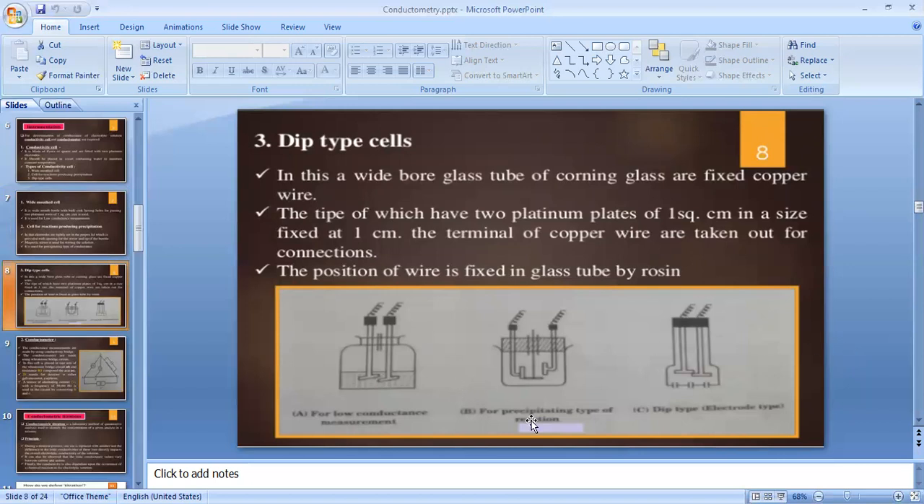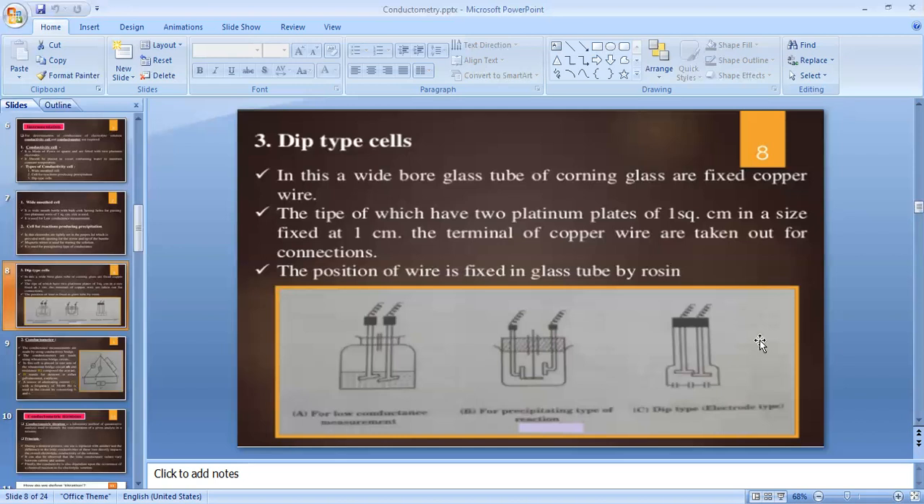So here is the picture of the second type, that is particularly used for precipitating type of reaction. Here it is a vessel which is made up of pyrex. In that vessel, two platinum electrodes are present, and a separate hole is present, and through that hole a magnetic stirrer is inserted that will properly mix the formed precipitate of the electrolyte.